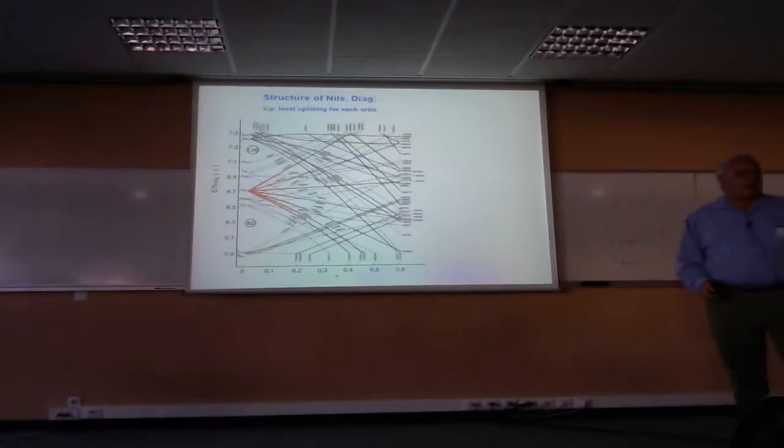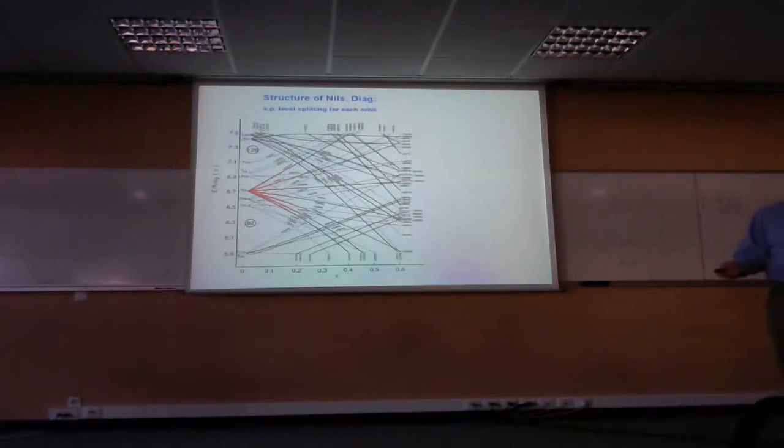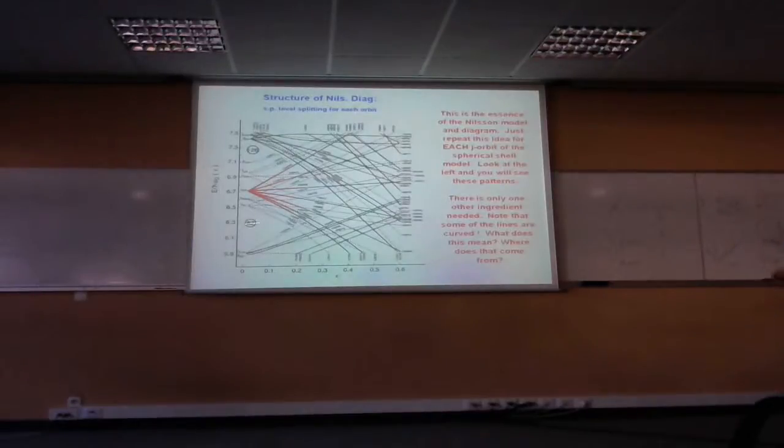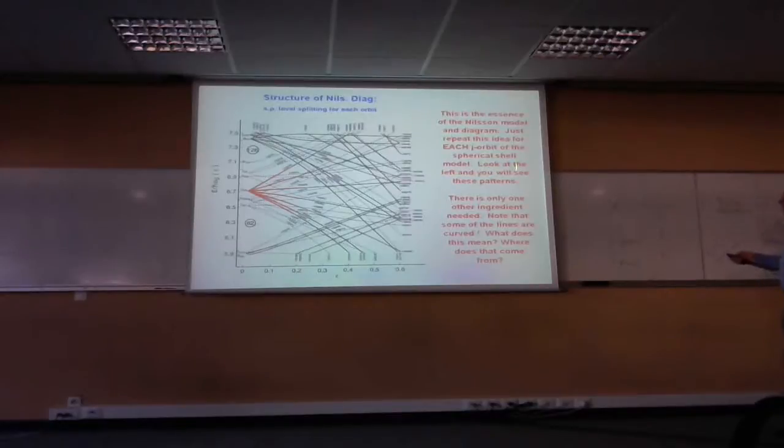You can imagine that the wave functions of these particles depend on the deformation, and just by thinking about it, you'll actually be able to deduce the wave functions, and you'll see that the wave function of this particle has different features than the ones that are straight. So these two questions are linked, and we'll come to those in a minute. This is the essence of the Nilsson model. You just repeat this idea for each j orbit, and you see these patterns.